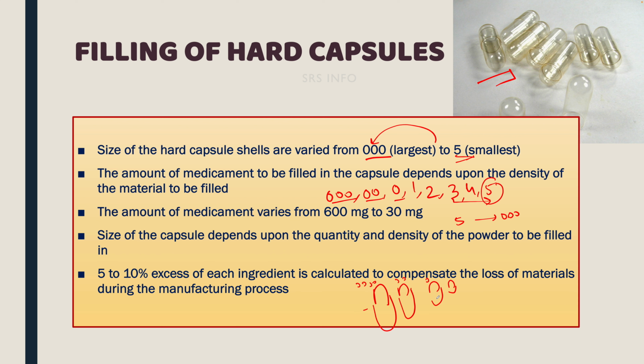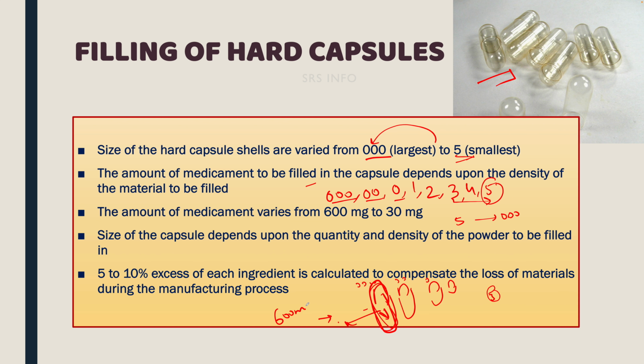Okay, from 000 to 5, the sizes get reduced, and the amount of medicament to be filled in the capsule depends upon the density of the material to be filled. The size of the capsule is stable, it's constant. The amount of medicament to be filled into this shell depends on the density also. Otherwise, this shell may break. Proper quality cannot be achieved, so the amount to be filled mainly depends on the density of the material.